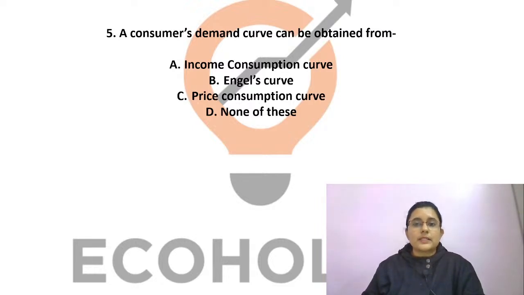A consumer's demand curve can be obtained from option A, income consumption curve, option B, Engel's curve, option C, price consumption curve, option D, none of these. What should be the right answer? How can we obtain a consumer's demand curve? Whether it is from the income consumption curve, from Engel's curve, from the price consumption curve, or none of these.